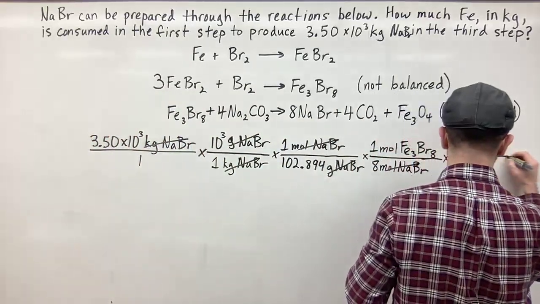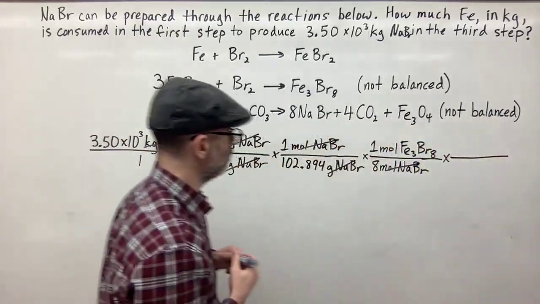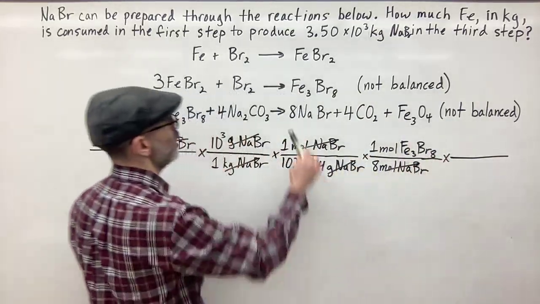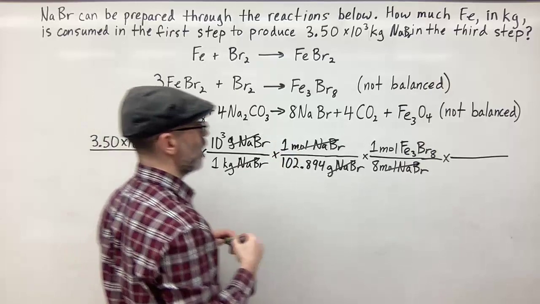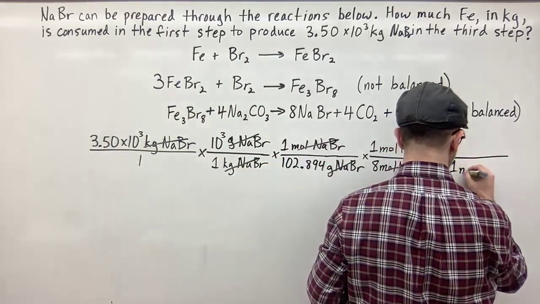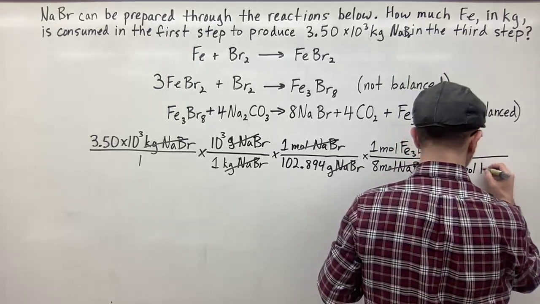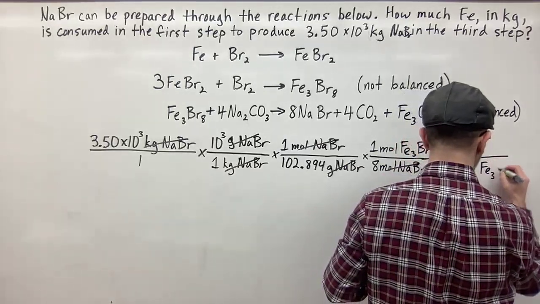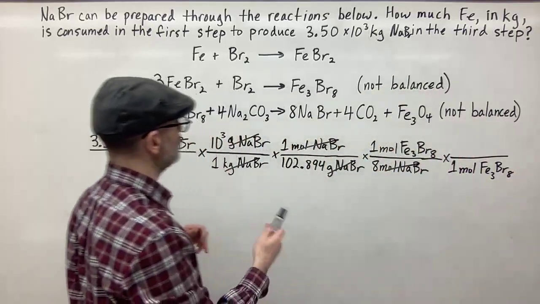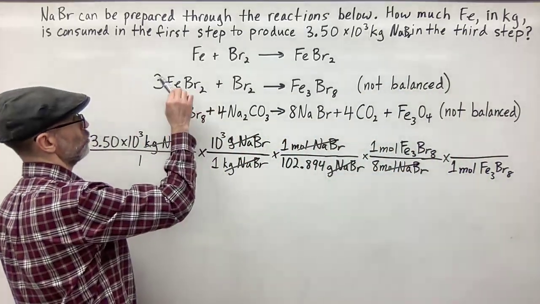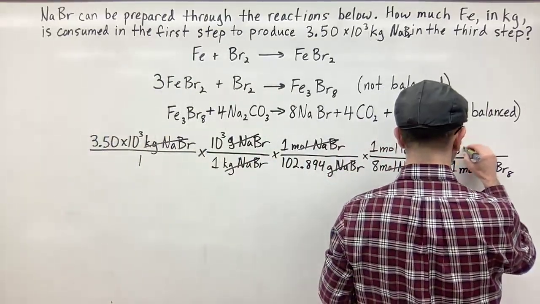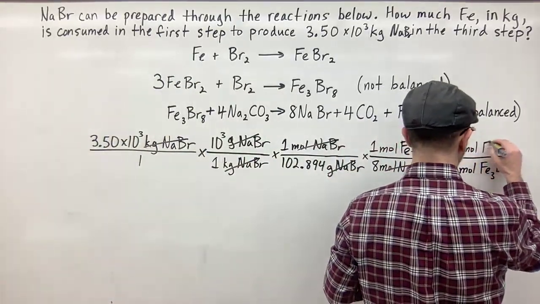So now I have moles of Fe3Br8 on top. I'm going to have 1 mole of Fe3Br8 on the bottom. And on top, I'm going to have 3 moles of FeBr2.